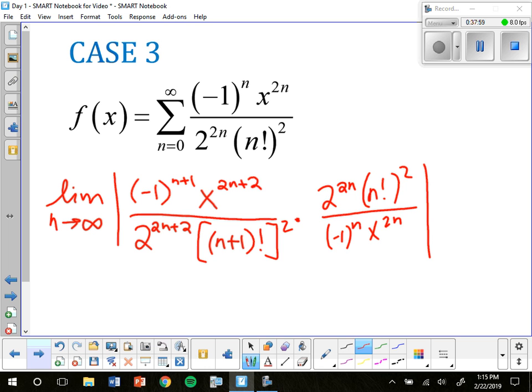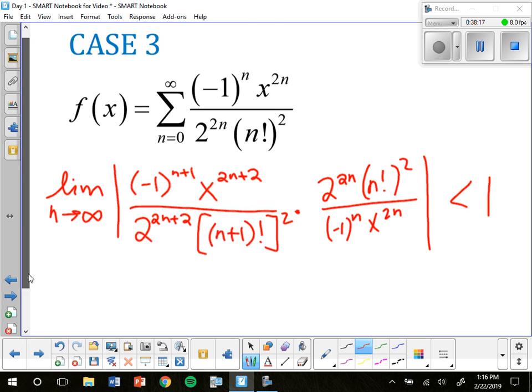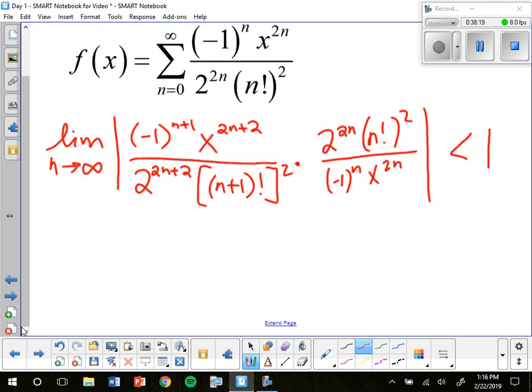And I want that crazy ratio to approach something that's less than 1. And I want to solve for x. If I told you when you first learned how to solve for x that you were going to solve that for x, what would you say? But the ratio test makes this not that bad.